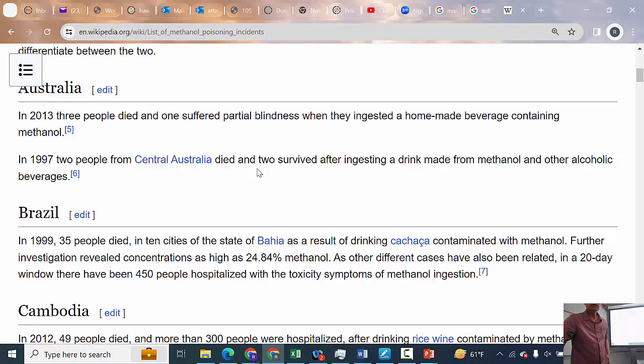So let's look at the list of methanol poisoning. Australia, 2013, 3 people died and 1 suffered partial blindness when they ingested a homemade beverage containing methanol. That's 2013. This is not so long ago. Actually, there was a more recent case, I think in 2017. Well, this is Australia. Let's see the other ones.